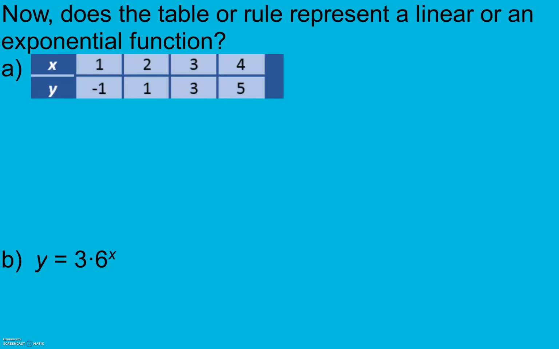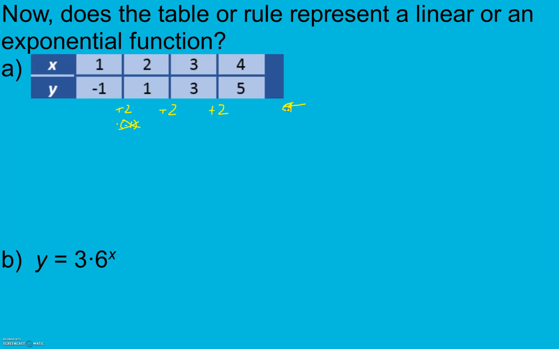Feel free to pause here and give these a try if you'd like. Does the table or rule represent a linear or an exponential function? So here, 1, 2, 3, 4, I increase by 1 every time. I'm good there. In my y's, I go from -1 to 1 by adding 2 or multiplying by -1. To go from 1 to 3, again, I'm going to add 2. And from 3 to 5, I add 2.